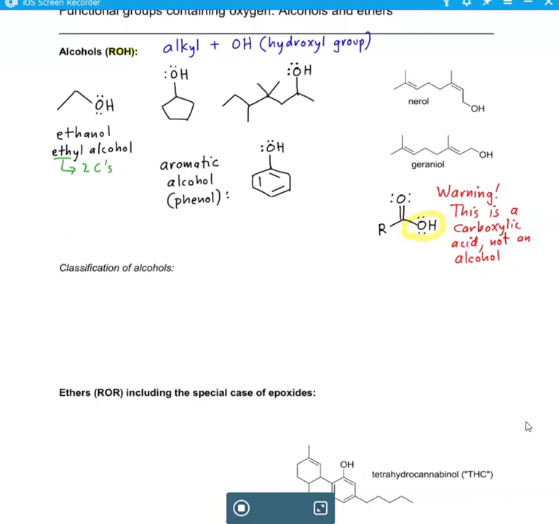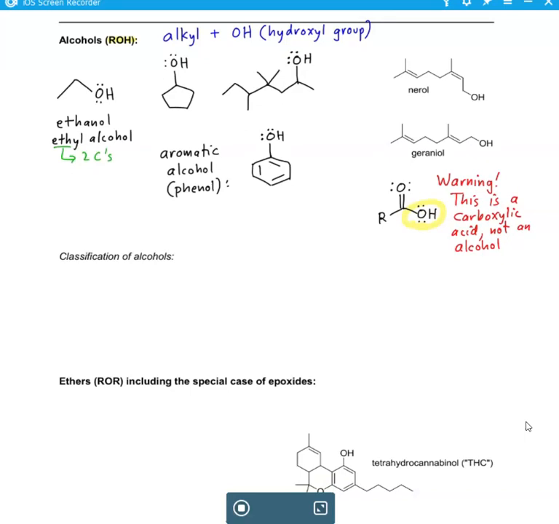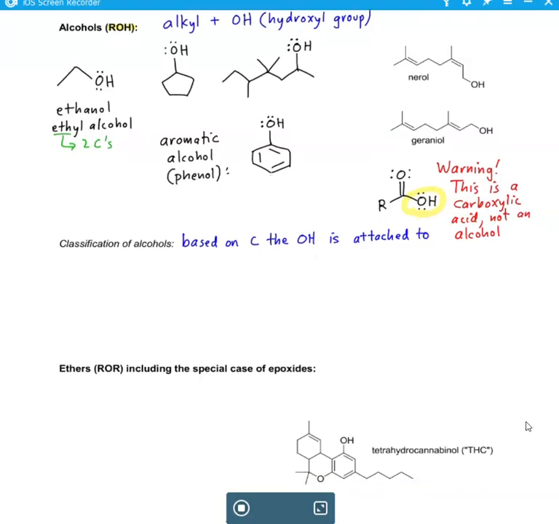Now we're going to go ahead and classify alcohols using our same classification system. This is going to be based on the carbon that the OH group is attached to. So if you classify that carbon, then you've classified the alcohol itself. In other words, this is exactly like what we did with alkyl halides. So let's revisit ethanol, and then we can look at a couple of other structures as well.